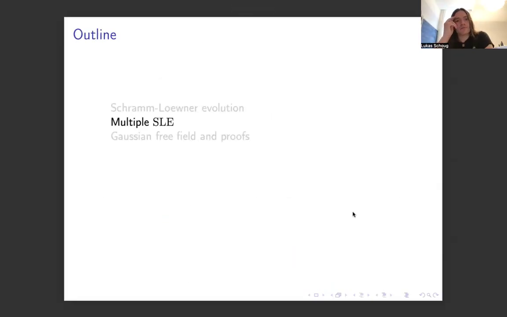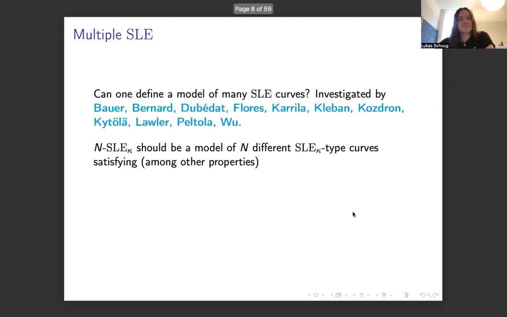So that was a very brief intro to SLE. And then the question is, what is multiple SLE? Well, multiple SLE is, as the name suggests, a model of many SLE curves at the same time in the same domain. It's been investigated by many people, among the ones listed here, certainly more people. And typically we call n SLE kappa a model of n different SLE kappa type curves.